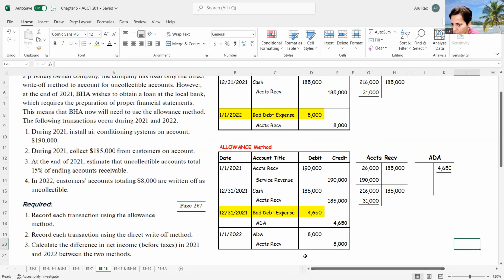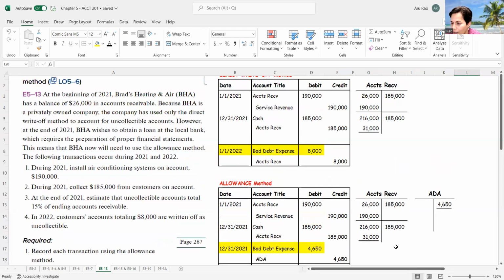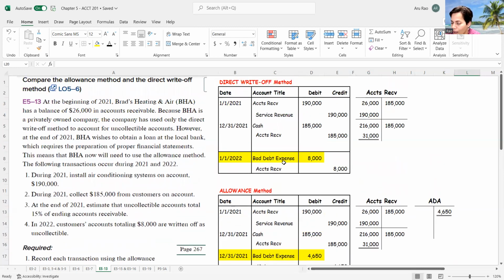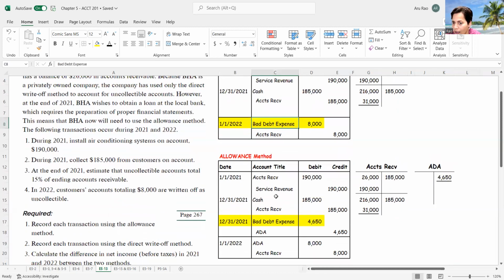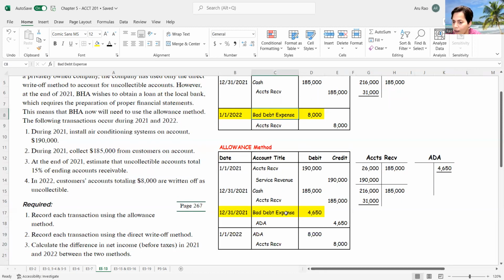In 2022, at the end of the year, I'll do the adjustment to cover what has not been covered over here. Again, the point is, in the direct write-off method, my net income number is not going to get affected with a write-off until I actually write it off in whatever future period that may be. In the allowance method, every year at the end of the year, I make adjustments and I take a hit to my net income number. That's the difference between the two methods.